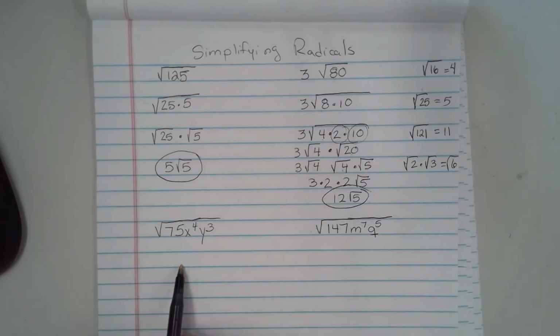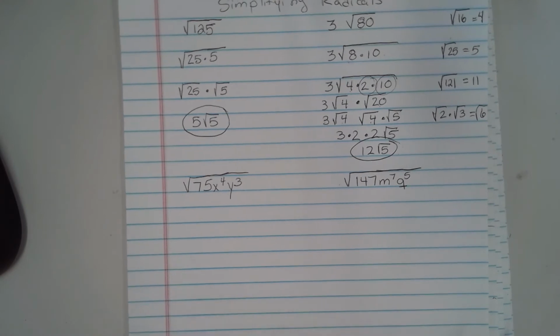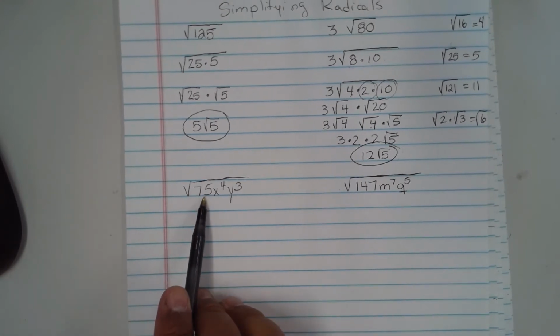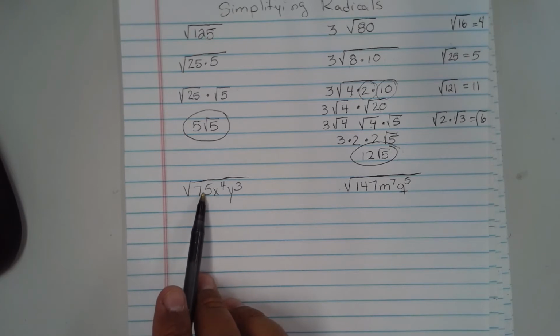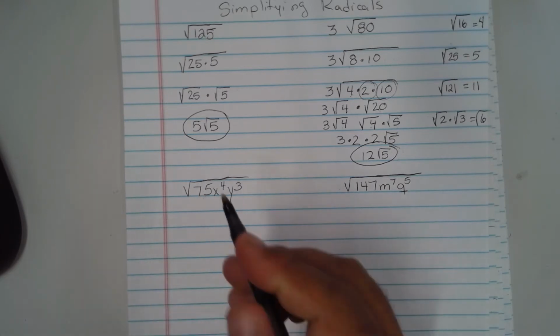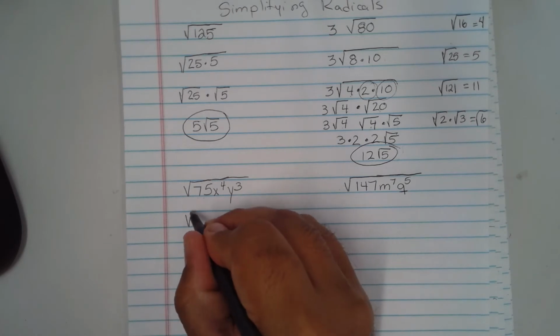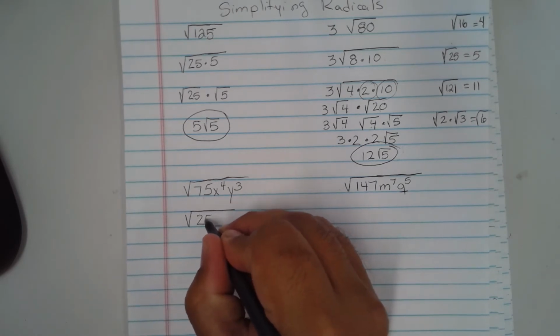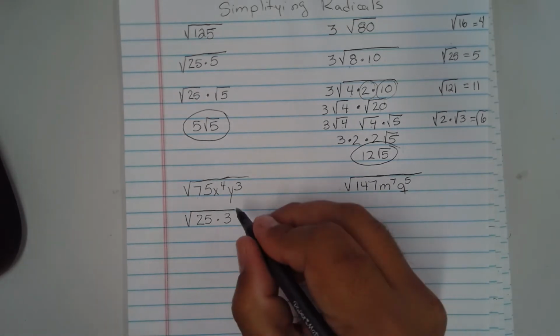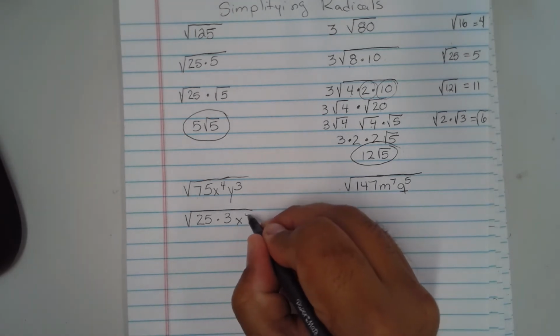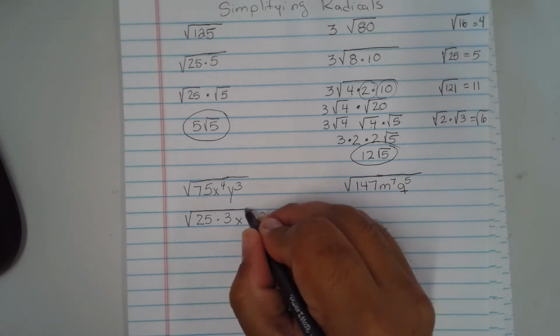Alright, so let's try this one here. Let's first work on the number right here. What two numbers can I do with 75? 7.5 and 10. 25 and 3. So look what I'm doing here, guys. This is the same thing as 25 times 3. You guys saw it? Well, of course, this is what? X to the 4th, y to the 3rd.